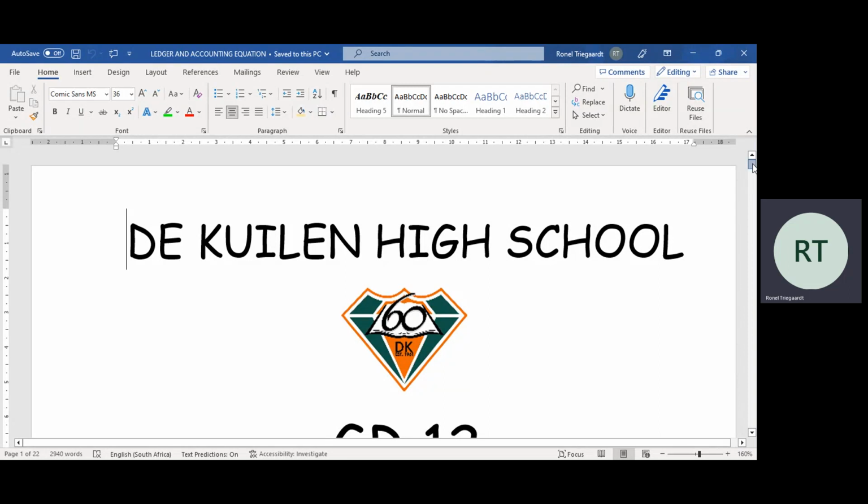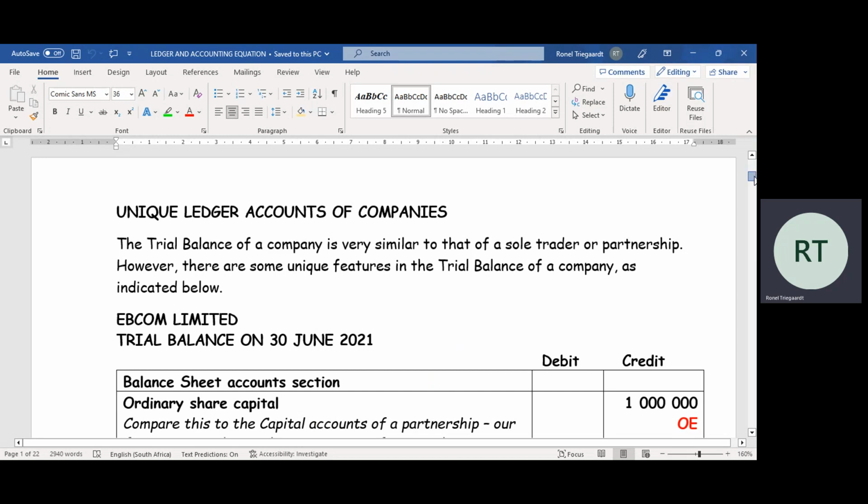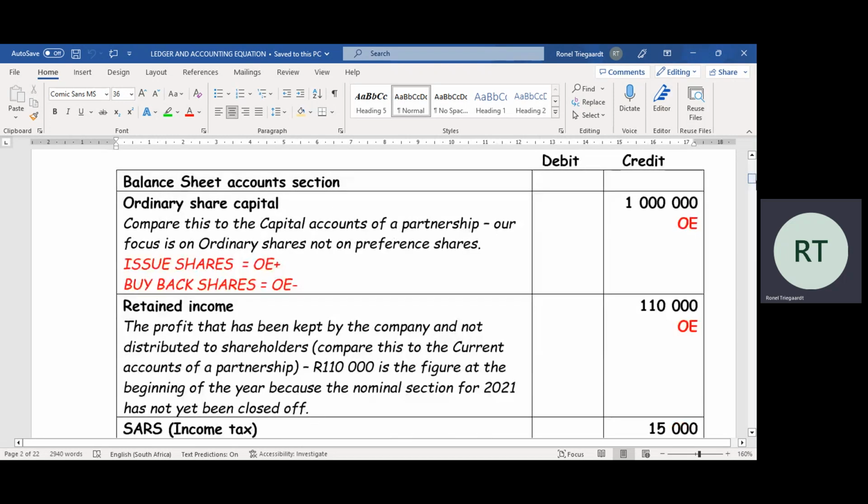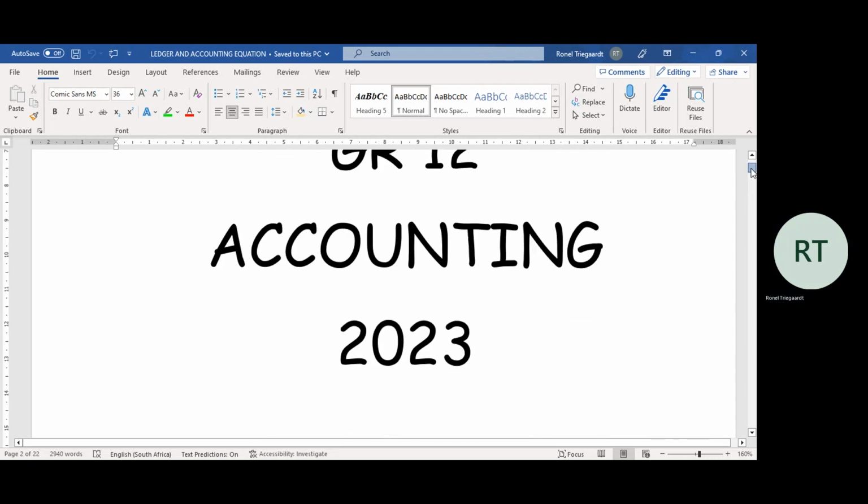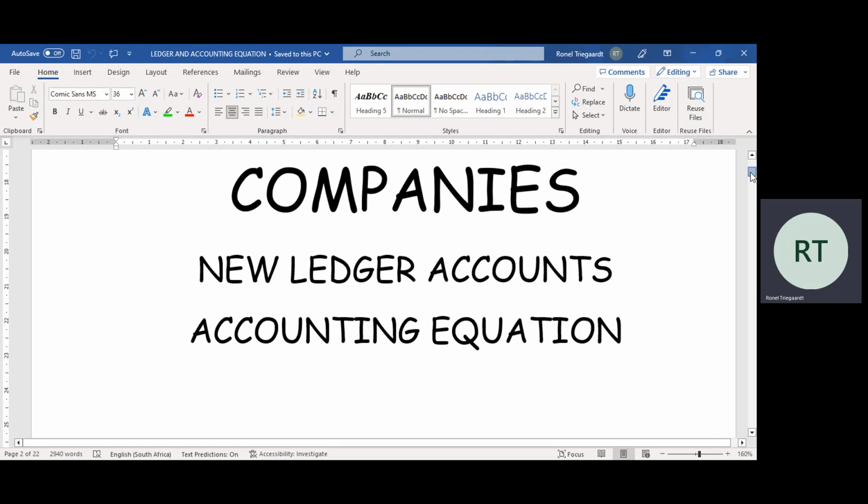Today we have to start with ledger accounts. Ek gaan vandag op die Engelse bladsy werk, want ek wil net vir julle verduidelik wat die nuwe grootboekrekeninge is. So can you please make sure that you have the next bit of the notes, the one that says ledger accounts and accounting equation, this one. Companies, ledger accounts and accounting equation. That's the bit where we are now.